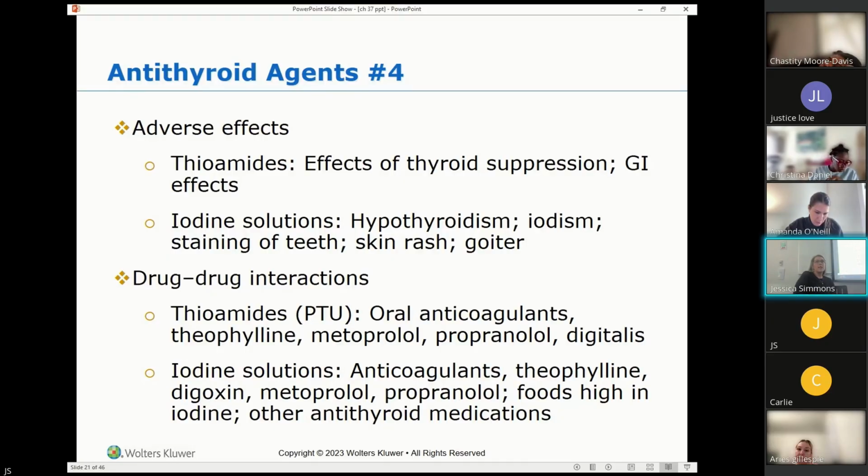PTU has a drug-to-drug interaction with anticoagulants, theophylline, metoprolol, propranolol, digitalis, which is another word for digoxin. Iodine solutions have a drug interaction with anticoagulants, theophylline, digoxin, metoprolol, propranolol, foods high in iodine. So you would want your patient to not have a diet high in iodine.